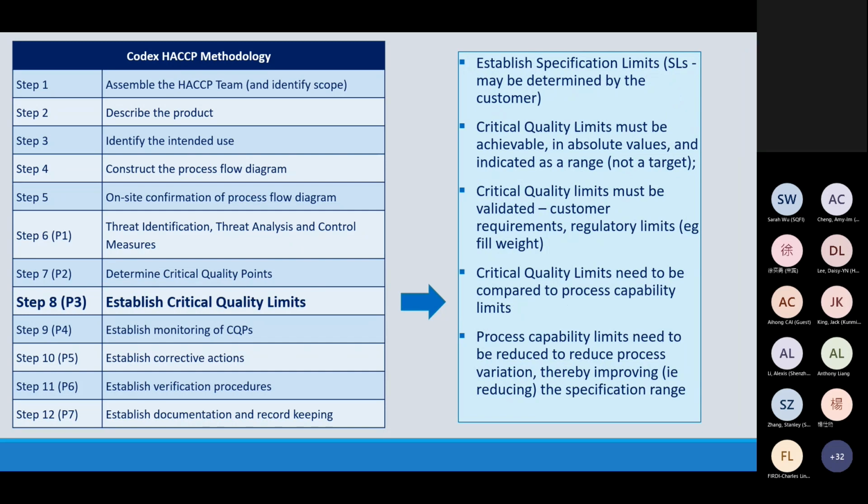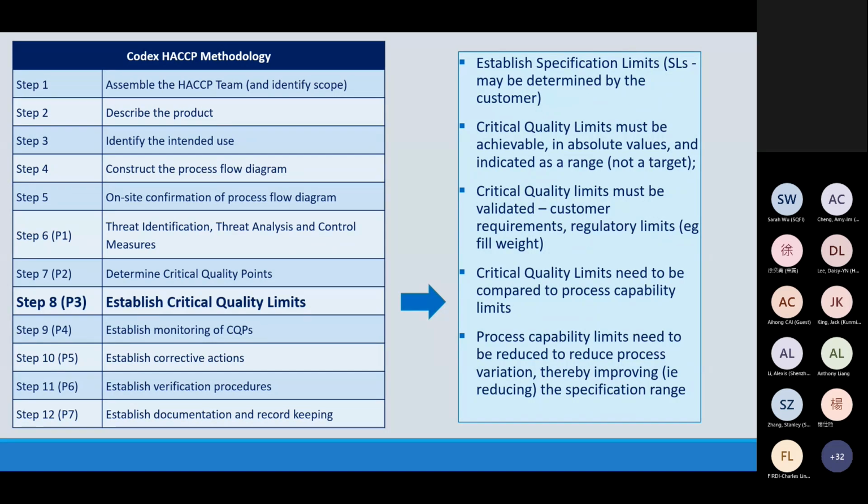Critical quality limits are very often specification limits if it's a finished product. They must be achievable in absolute values and indicated as a range. And very often they will be determined by the customer. In retailer-based product, where product is being produced for particular retailers, very often the specification limit is set by the customer, by the retailer, and the CQP has to apply those critical quality limits.